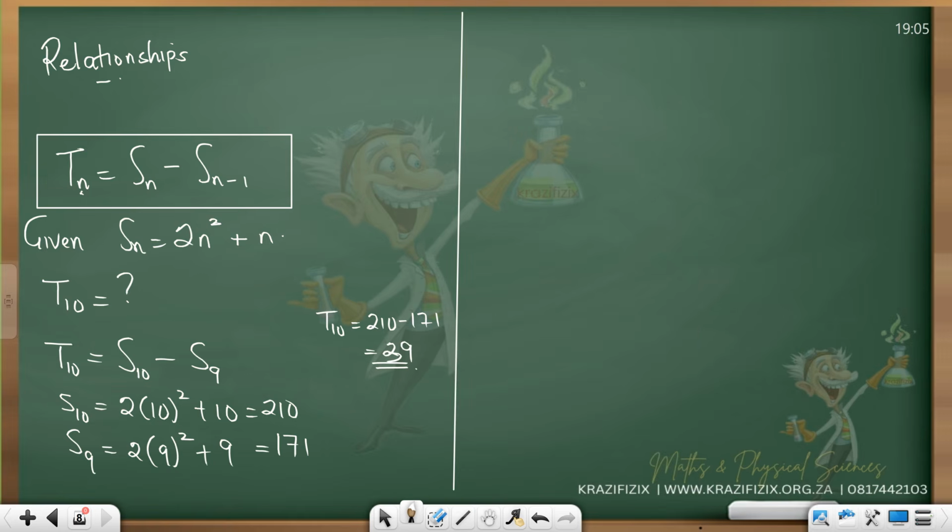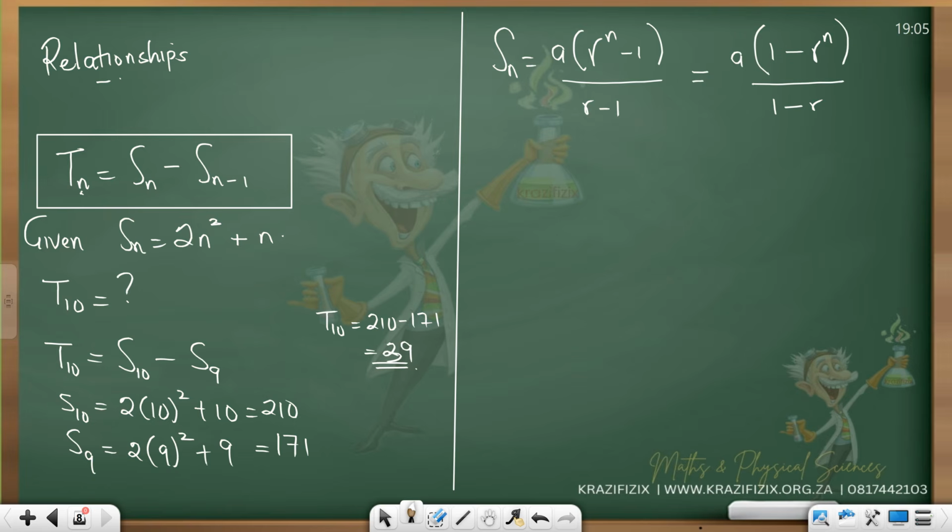Second relationship is this. We know that Sn is what? A r to the power n minus 1 over what? And this formula can be written as this as well. It's the same thing. Please look at what I have done. I have switched the 1 and the r. It's the same. When I was proving earlier, I said 2 minus 1. If I had done 1 minus 2, I'll get the second part.